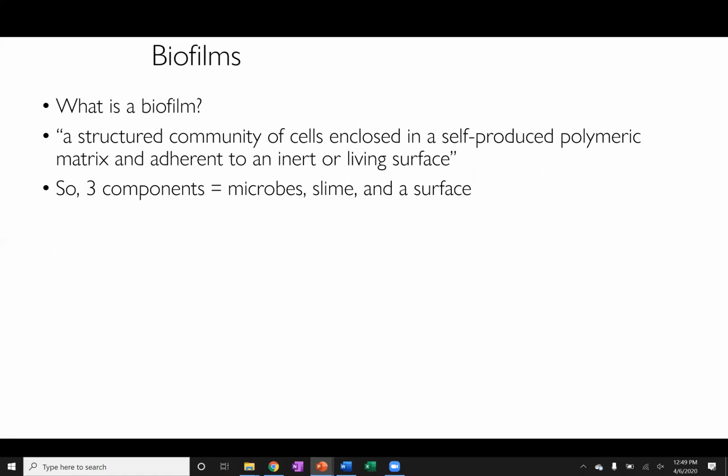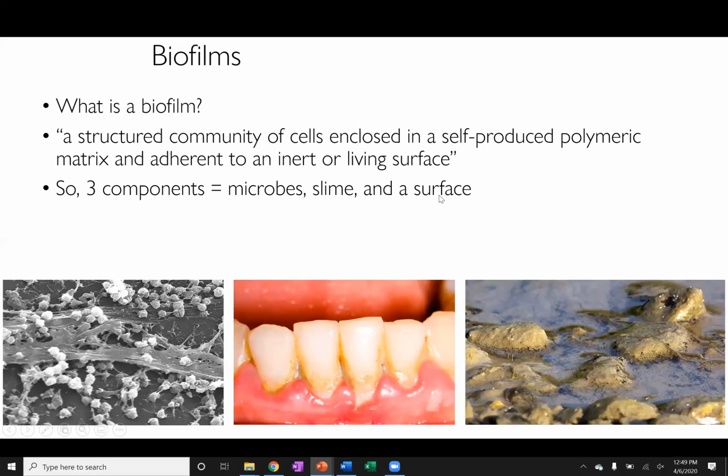So there are 3 components here: microbes, slime, and a surface. When we're thinking about biofilms, this is what we think about when we're looking at a culture or a picture of microbes. This is what it looks like in principle: microbes growing together on a surface. So you can see the disgusting dental plaque here. This is a biofilm of microbes. Or if you've ever been to a stream and you stepped on a rock and it's all slippery, that's a biofilm on a surface.